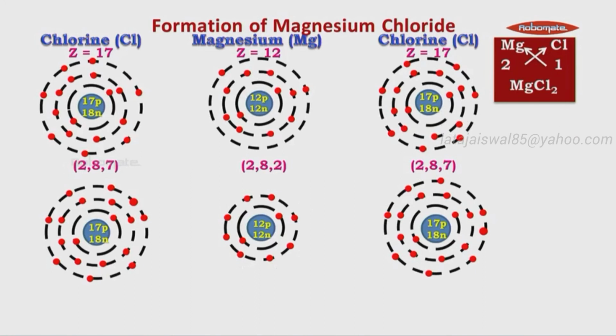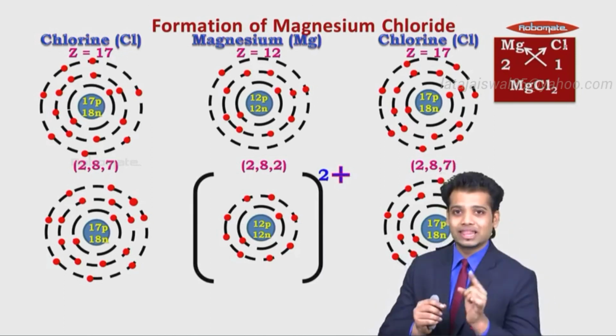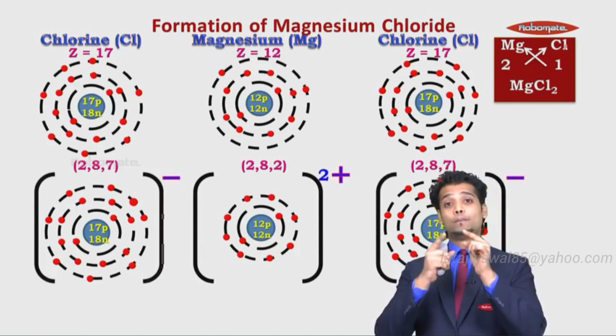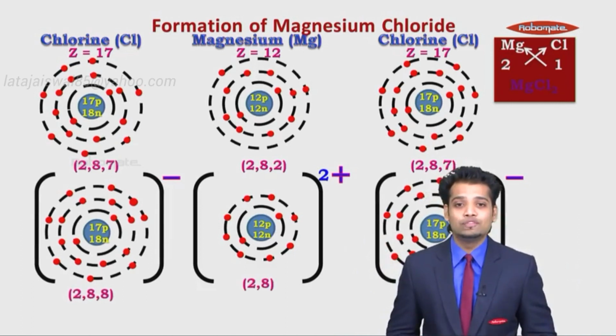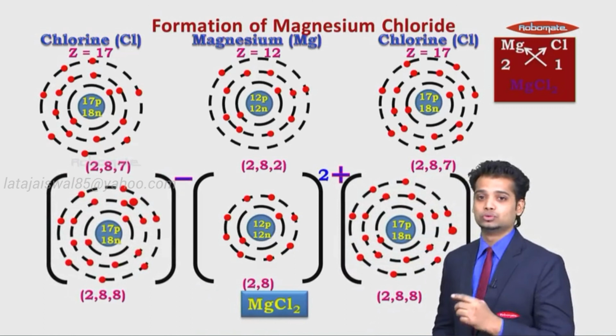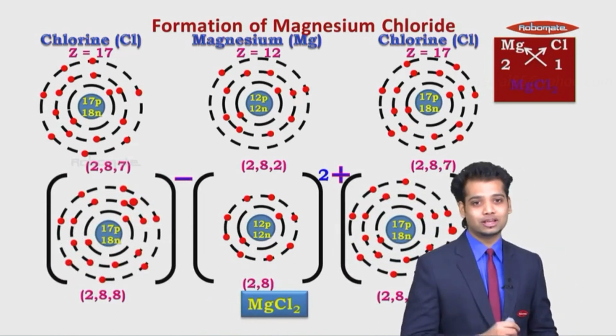Now what happens to magnesium? It is not 1 positive, but 2 positive, whereas chlorine is 1 negative. Even this is 1 negative, that is 1 negative. The positives are going to attract these negatives and they are going to form what? MgCl2. This, my dear friend, is how ionic compounds are formed.